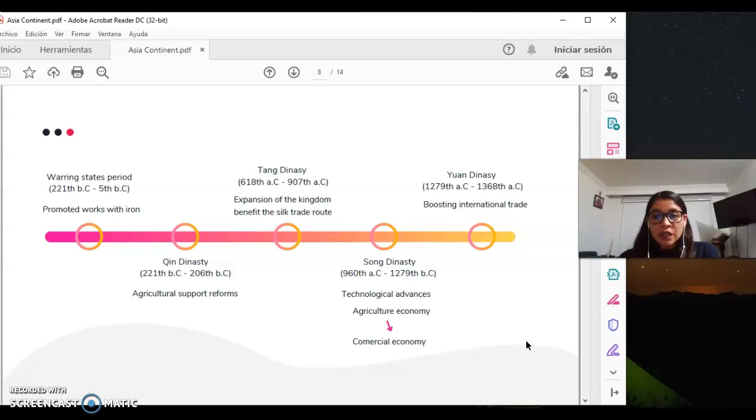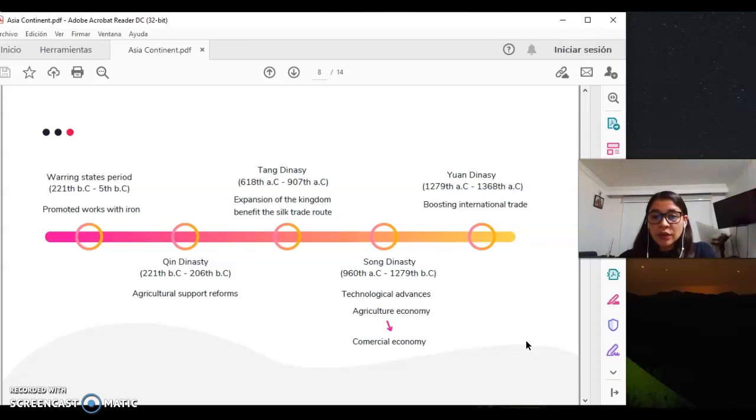The fourth is the Song dynasty, between 960 after Christ and 1279 after Christ. In this period, the dynasty improved technological advances, specifically in manufacture, and this promoted the agricultural economy, which then promoted the commercial economy that some of the countries of the continent now have.